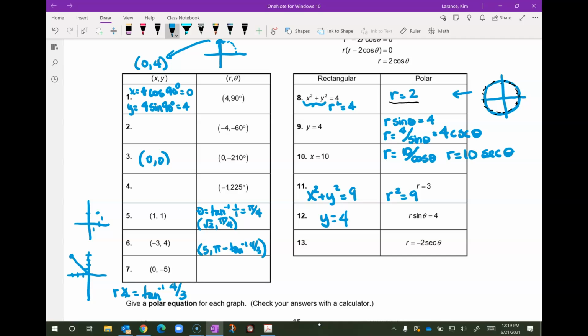Here, r equals -2 secant theta. Remember, like what I did up above, r equals -2. Let's put it over cosine, and then cross multiply, and we get r cosine theta equals -2, so x equals -2.